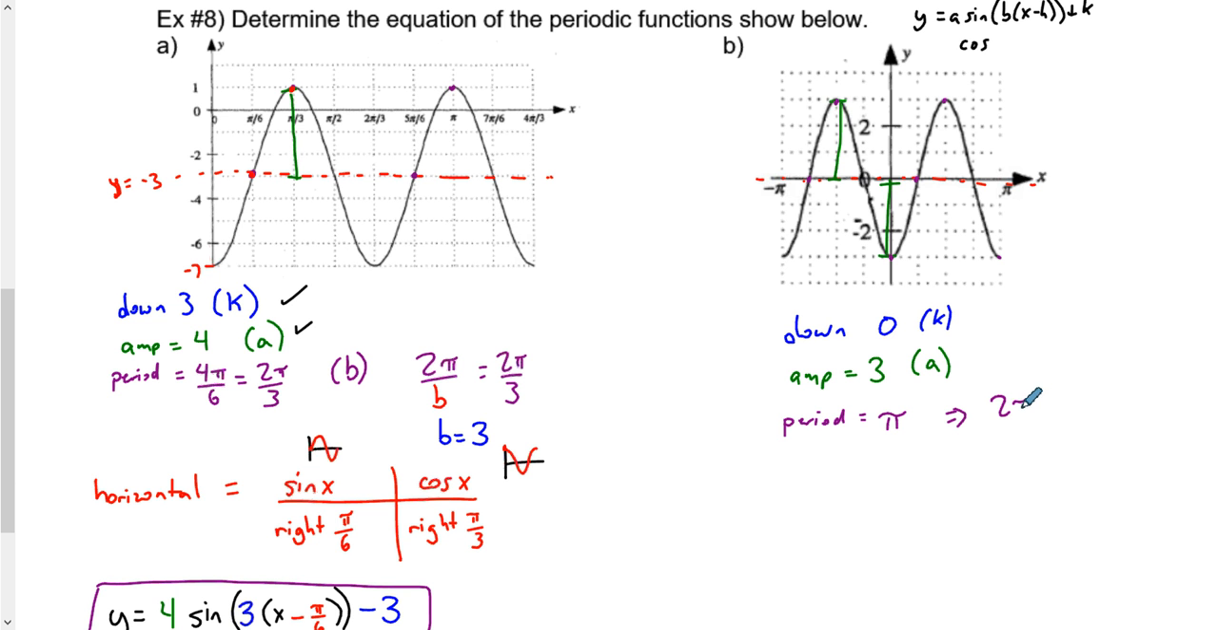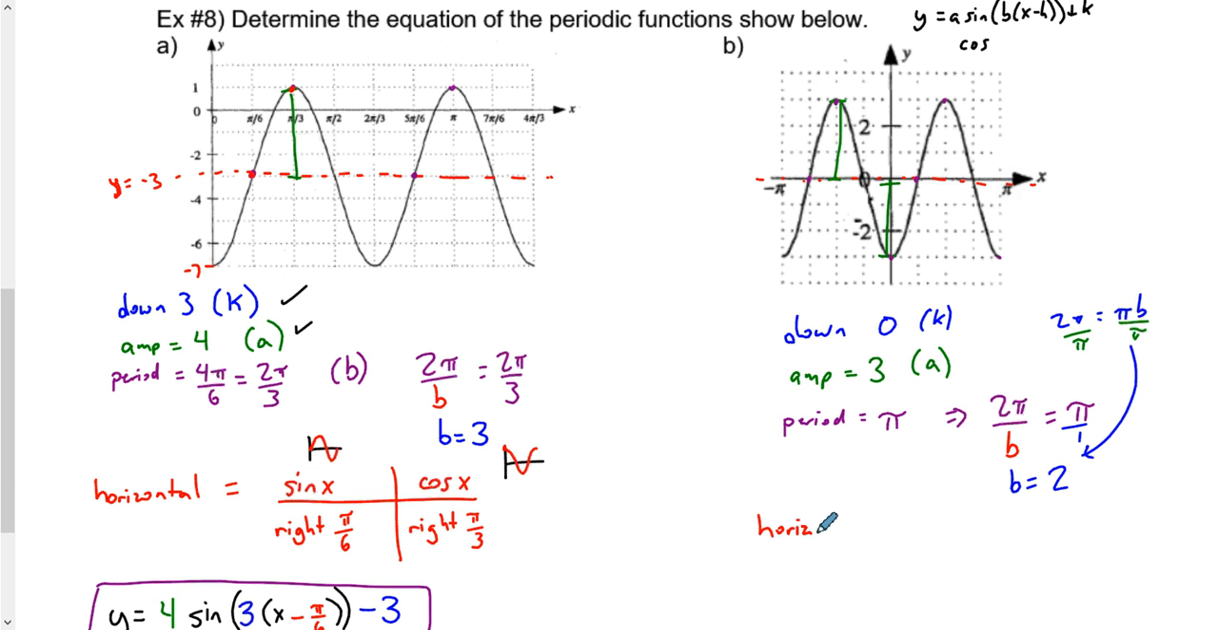So then the question is, 2 pi divided by what gives us pi? Well, the only number that 2 pi divided by something can give you is pi. B value would have to be 2. We can do some cross multiplication. We can do 2 pi times 1 is 2 pi. Pi multiplied by b, divide by the pi, and b still comes out as 2. Both perfectly fine.